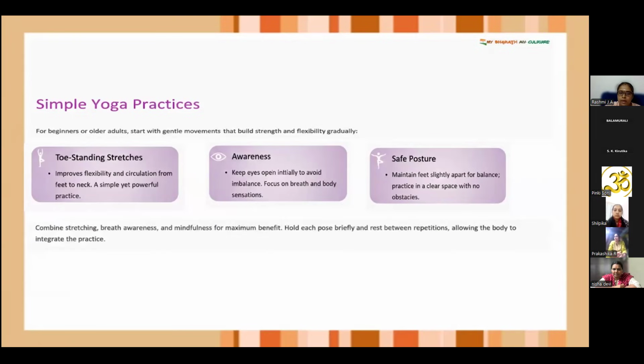Okay. Then combine stretching, breath awareness, mindfulness for maximum benefit. Hold each pose briefly and rest between repetitions, allowing the body to integrate the practice. So these things, holding a pose, how many times you have to give a single pose, where you have to integrate the rest, and what is the counter pose, all these things will be taught in the forthcoming classes, not in anatomy, but you have a separate subject for that. So in that it will be dealt.